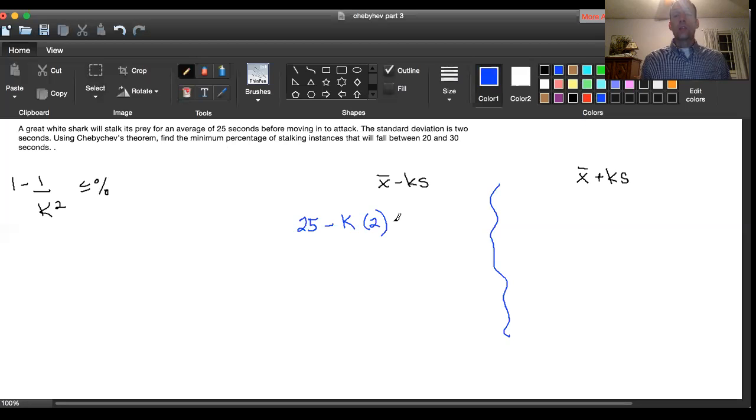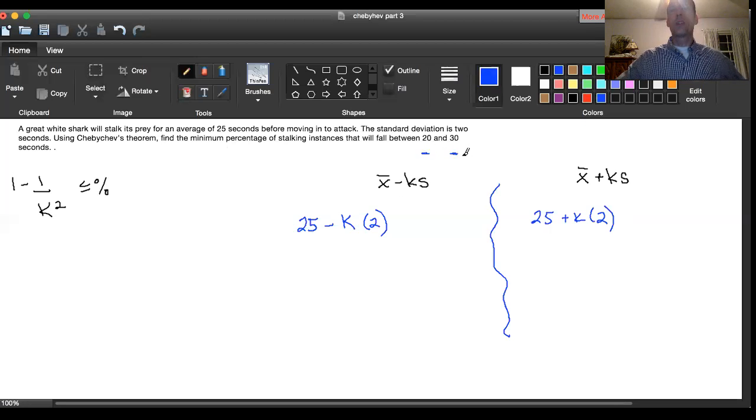On the right side of the equation, we're going to take exactly what we just wrote on the left and make it the same thing but with a positive sign. So let's fill in 25 plus K times 2. And it almost looks like we're stuck. What are we supposed to do now? We still have K, but what do we set this equation equal to so we can solve for K? The answer is up here.